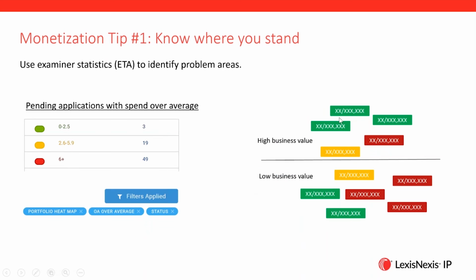If you've got a high business value application with a green examiner, that's something where you want to push your advantage. You want to know about that. That's a situation where you want to push the claims to be as broad as you possibly can, where you maybe even want to file some continuations. So definitely help with that business value against ETA, and divide your pending application portfolio up by ETA so you can help to identify what may be problem areas.